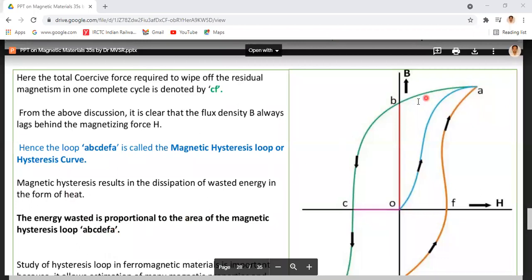So actually this loop has the area, this loop which is named as A, B, C, D, E, F, A.